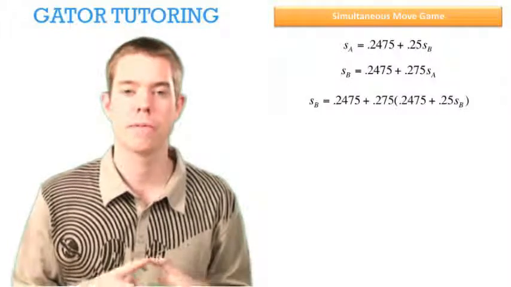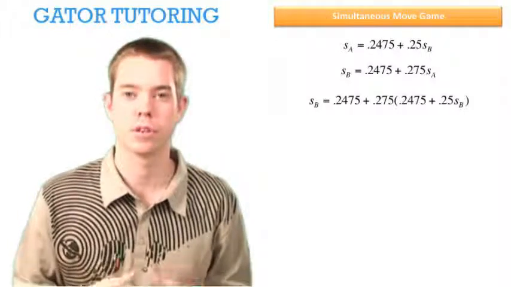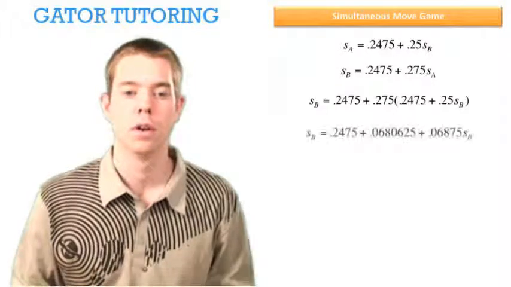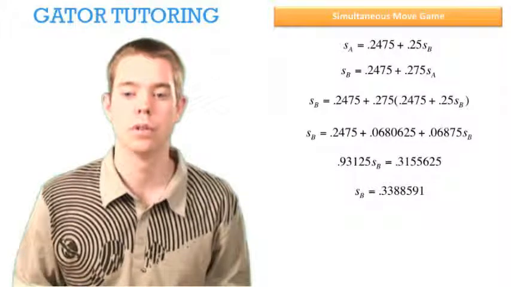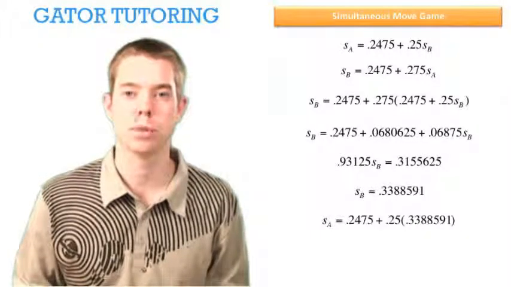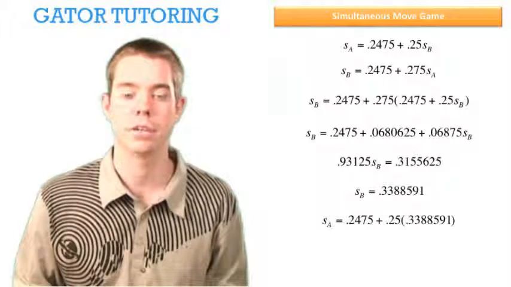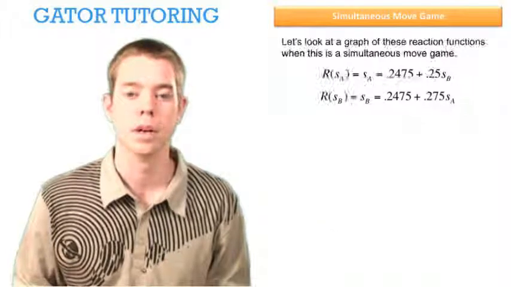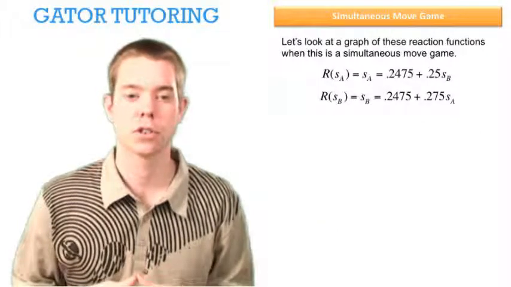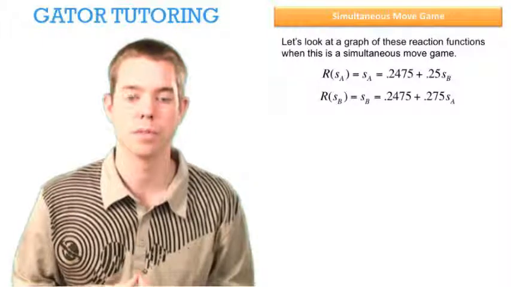So we plug in what we found for SA into the reaction function of B. We can do some algebra and we can solve for SB is equal to 0.3388591. Solving for SA is easy. We just plug in what we found for SB into A's reaction function, and we solve for SA is equal to 0.3322148. So let's look at the graph of these reaction functions when it's a simultaneous move game.